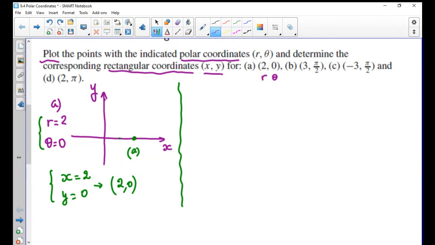So let's have a look at B. In B, what is r? 3. And what is theta? Pi over 2. So where is this point?